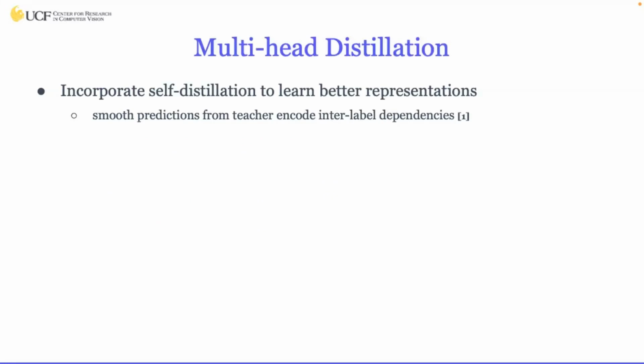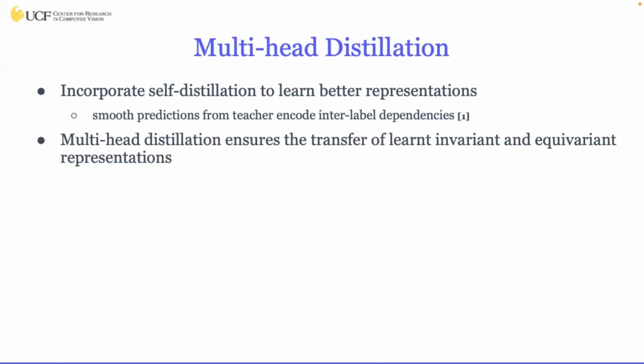In this work, we also incorporate multi-head distillation to learn better features. In self-distillation, the student learns from smooth predictions from the teacher, which encode inter-label dependencies. However, in this work, it's not only the classification labels we are looking into. We also have two other objectives, which are invariance and equivariance. So we extend this idea to multi-head distillation, which ensures the transfer of learned invariant and equivariant representations between the teacher and student. To be particular, we compute KL divergence loss.